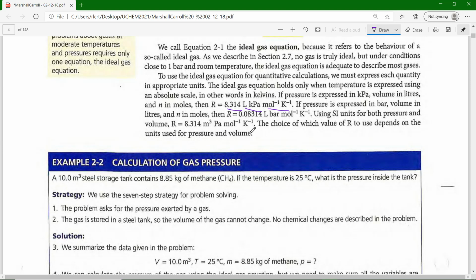You'd be given all these values of R on a test. You don't have to memorize them. So the choice of which R value to use depends on the units for pressure and volume. Okay, so let's try a few of these examples and see how that all works.